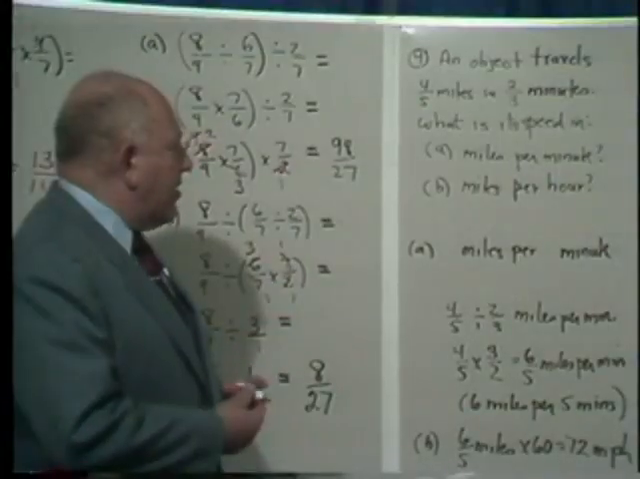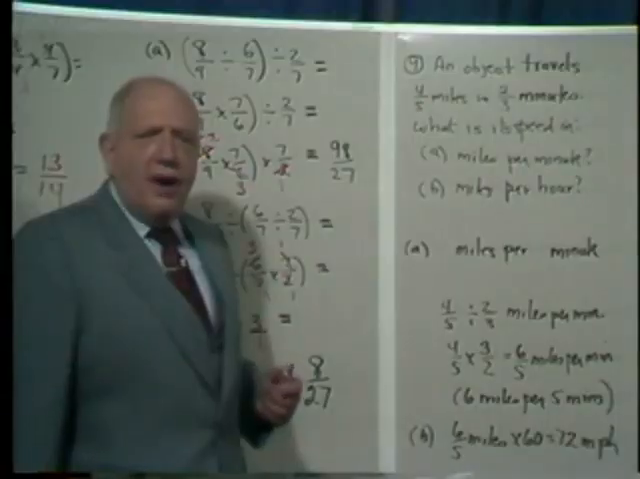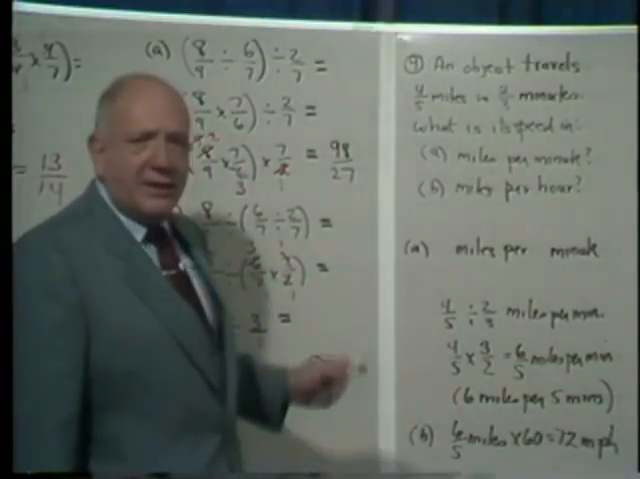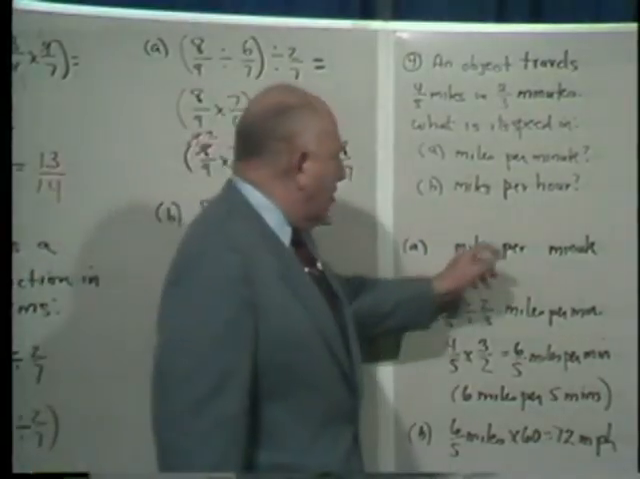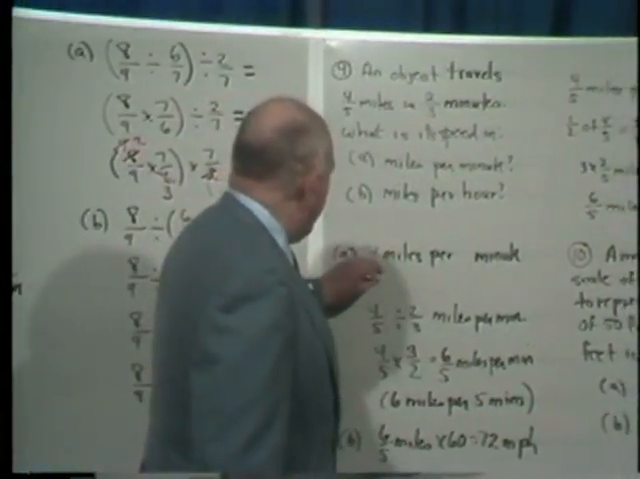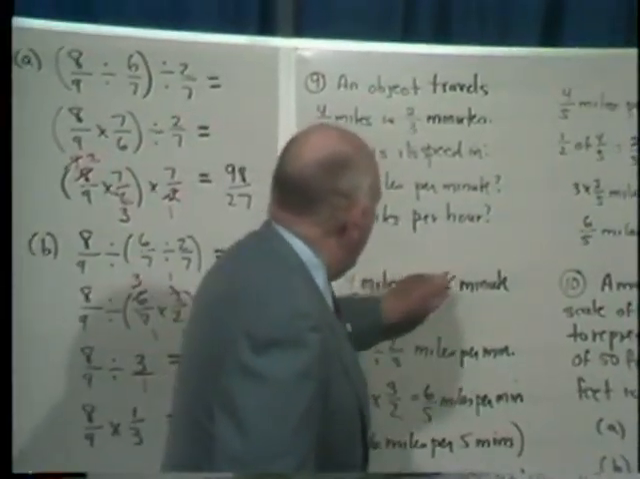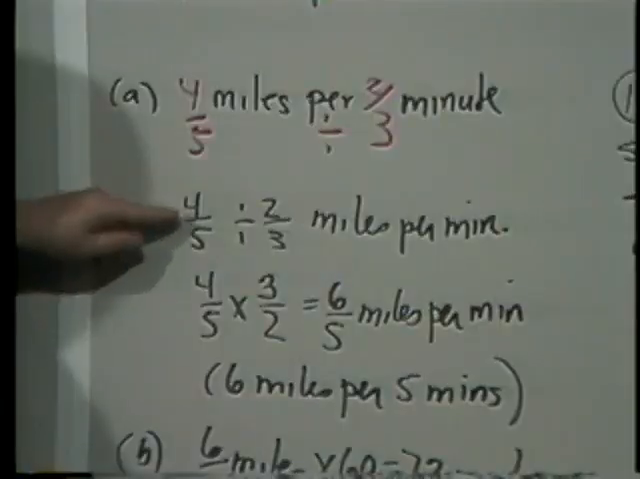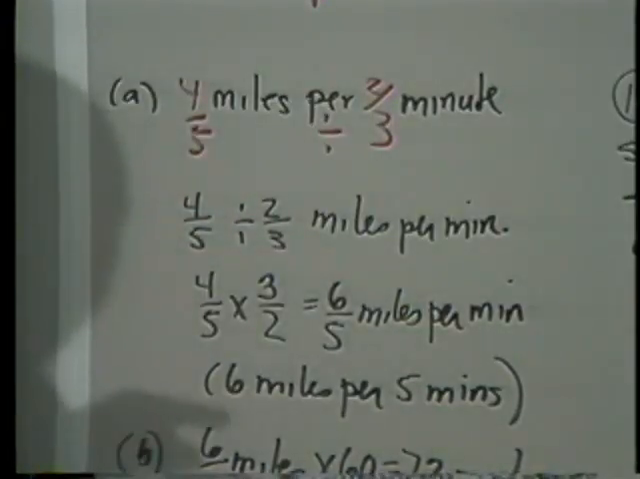And again, this is a very easy problem to do if we do it mechanically. In fact, I'm going to show you how much easier this problem is to do mechanically than to do the logic way. See, we want what? Miles per minute. That means we're going to take the number of miles, which is 4/5. Per means divided by, and the number of minutes is 2/3. So the arithmetic simply says what? 4/5 divided by 2/3, and the label will be miles per minute.